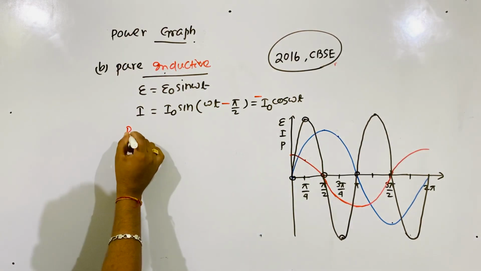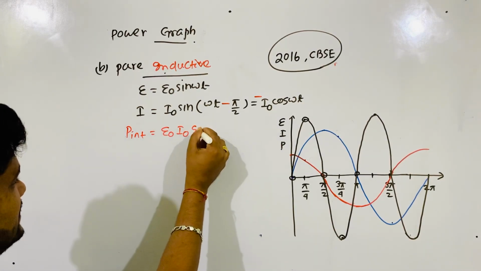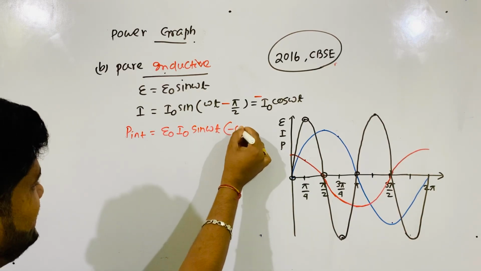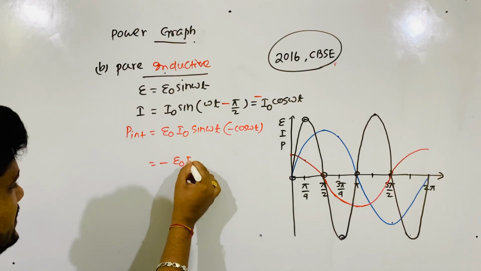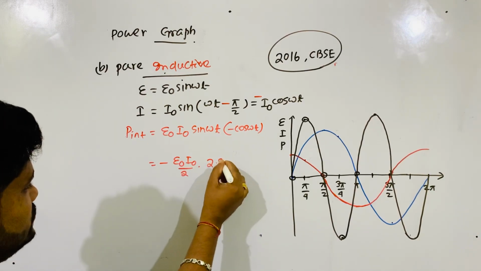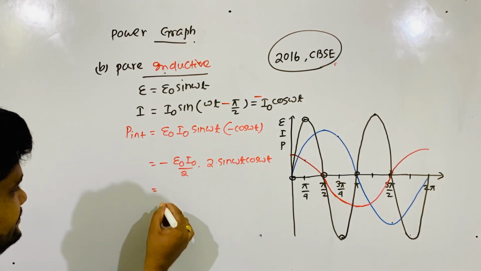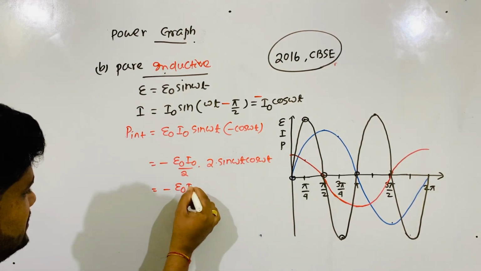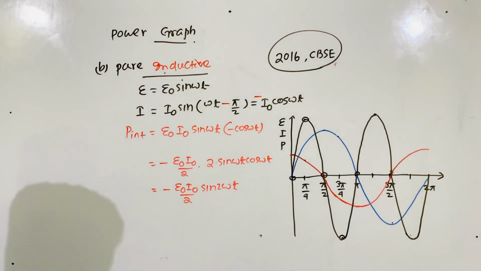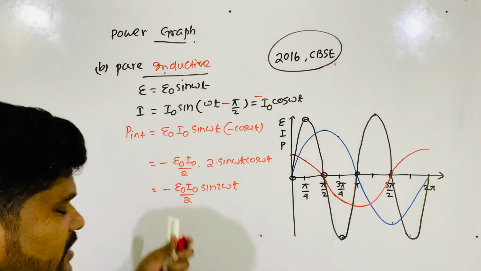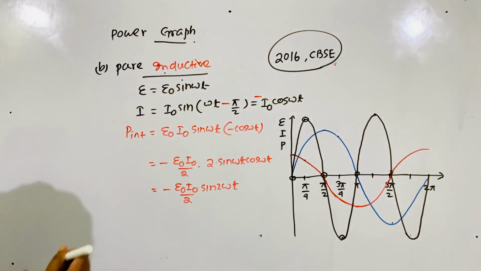So what is the instantaneous power? E naught, I naught, same thing, sin omega t and minus cos omega t. Take the minus sign outside. E naught, I naught by 2, 2 sin omega t cos omega t. So then it becomes minus E naught, I naught by 2 sin 2 omega t. Same expression, but only with a minus sign.